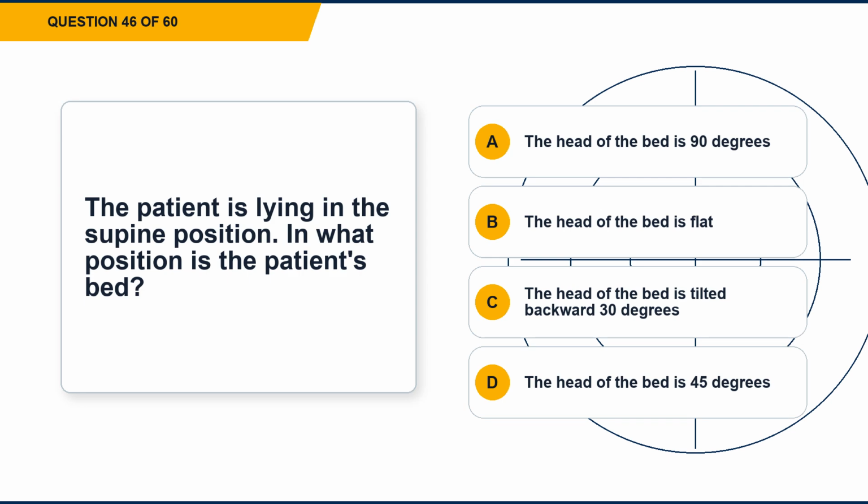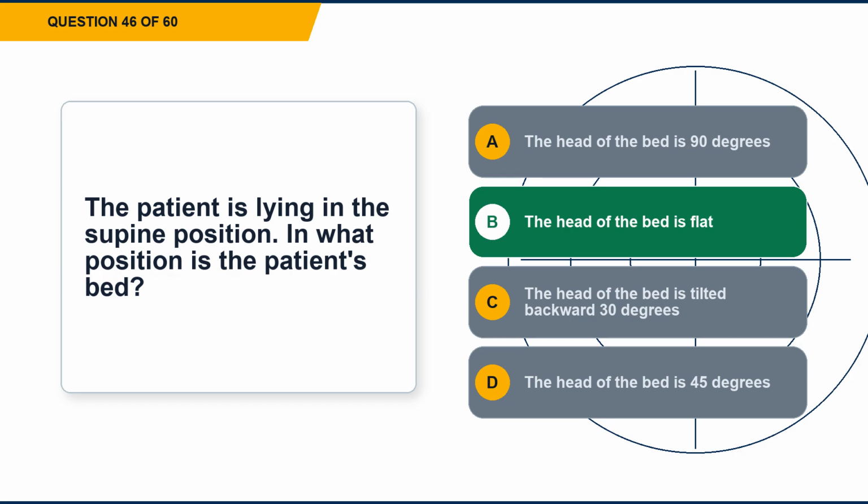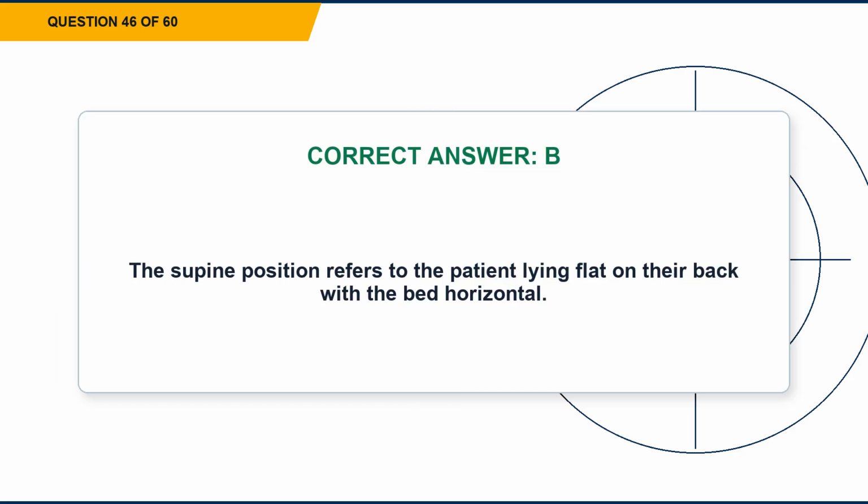Question 46. The patient is lying in the supine position. In what position is the patient's bed? Option A. The head of the bed is 90 degrees. Option B. The head of the bed is flat. Option C. The head of the bed is tilted backward 30 degrees. Option D. The head of the bed is 45 degrees. The correct answer is option B, the head of the bed is flat. Explanation: the supine position refers to the patient lying flat on their back with the bed horizontal.